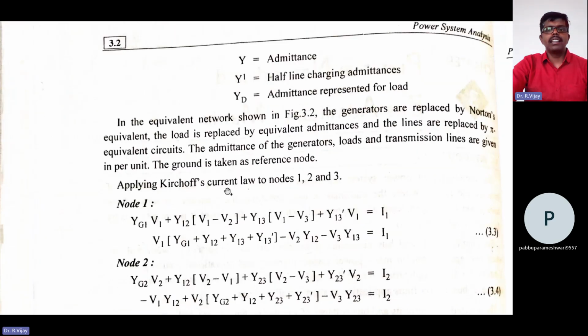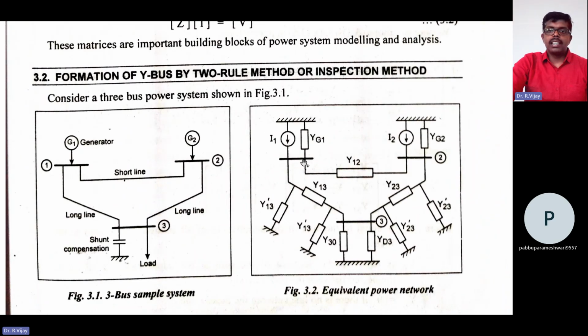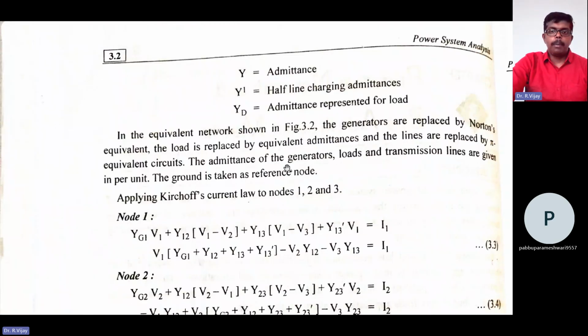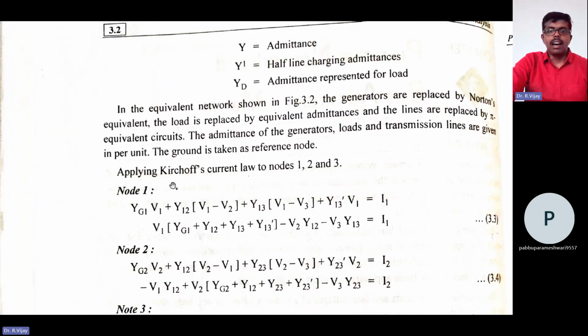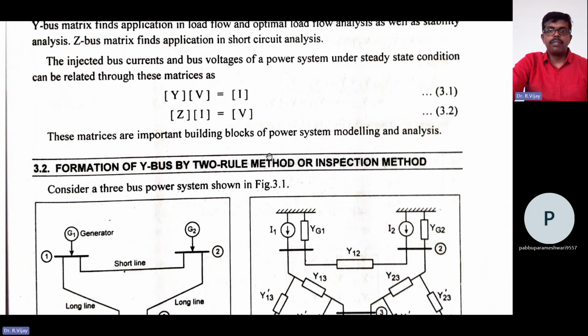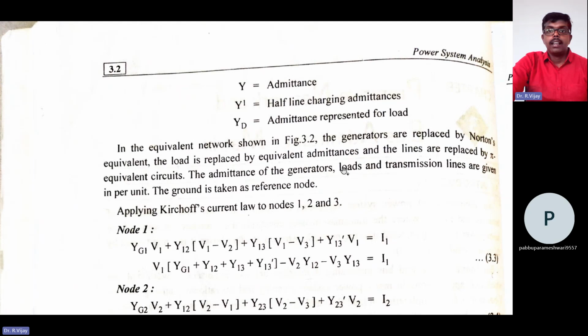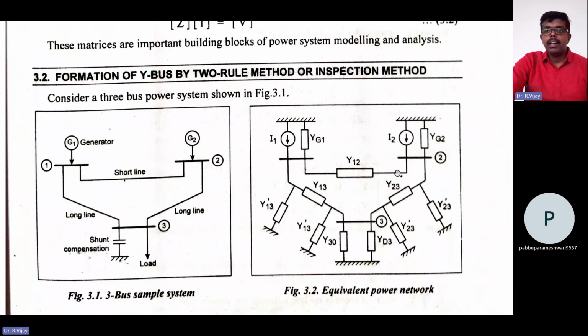Applying Kirchhoff's current law at nodes 1, 2, and 3. At node 1, if you apply Kirchhoff's current law, the current is Y into V, so we need to create that. It is YG1 into V1 plus Y12 into (V1 minus V2), similarly Y13.